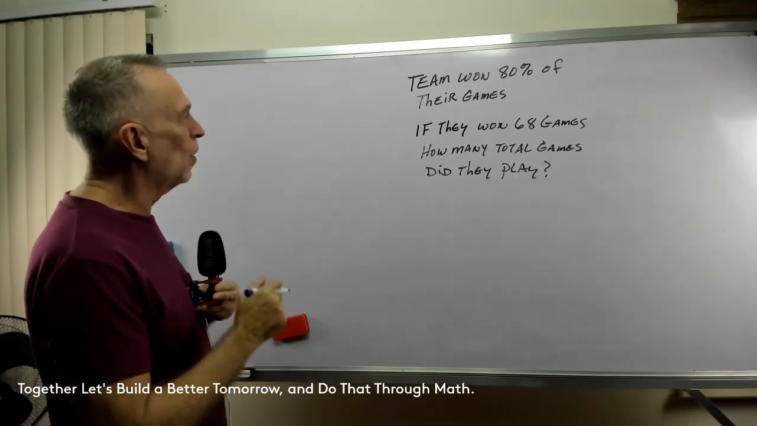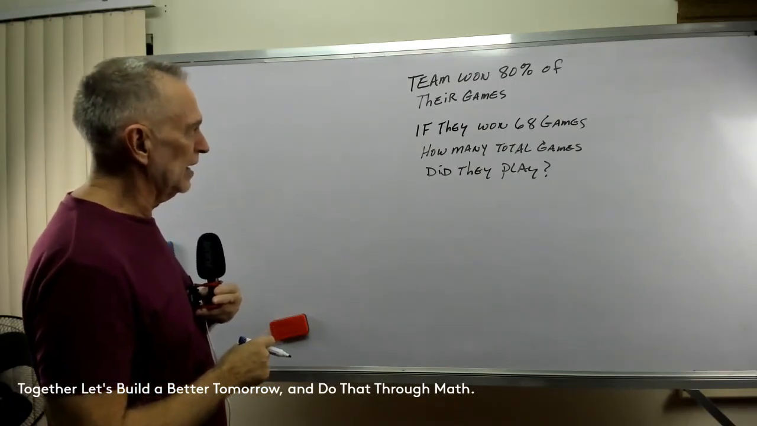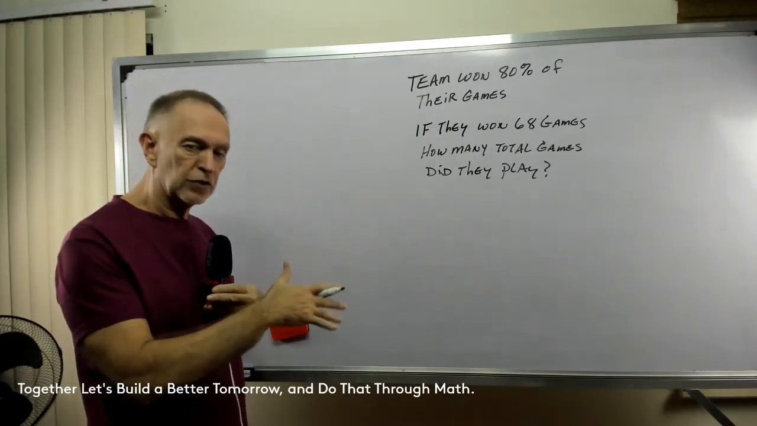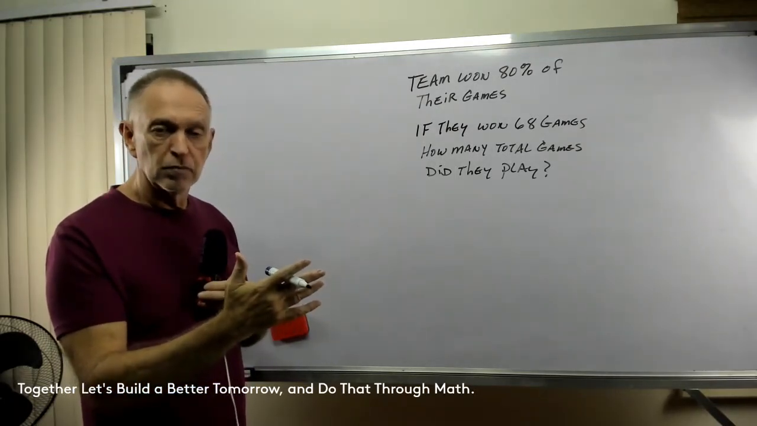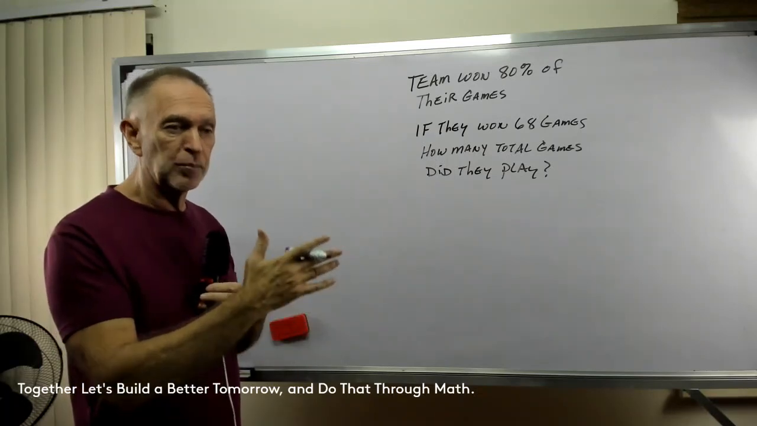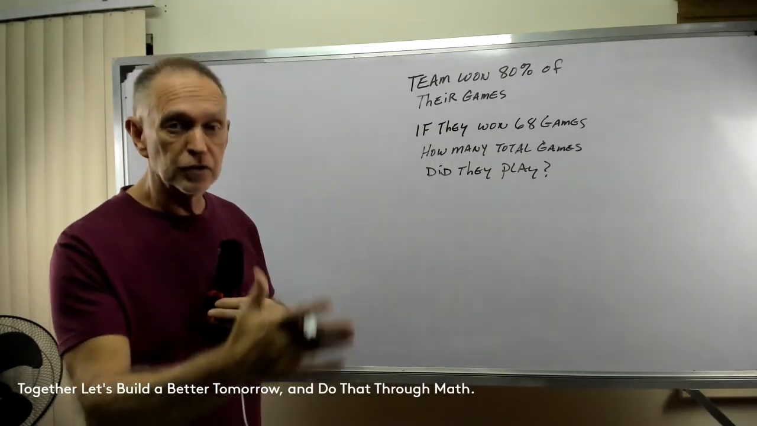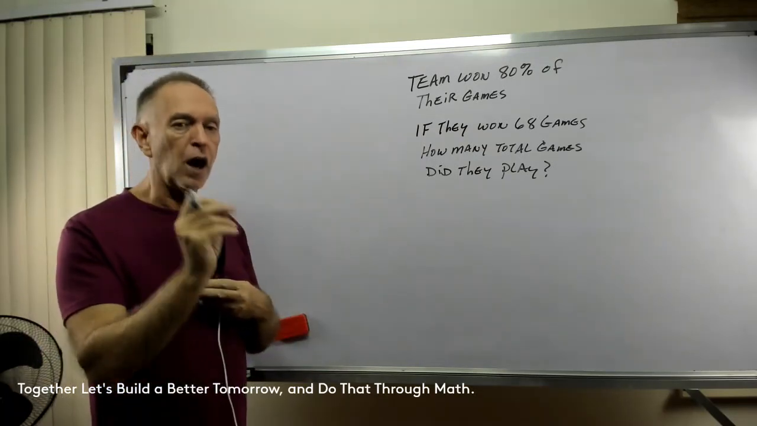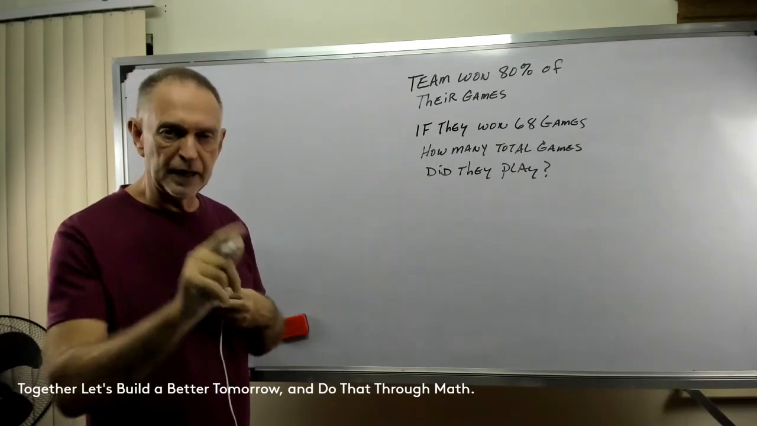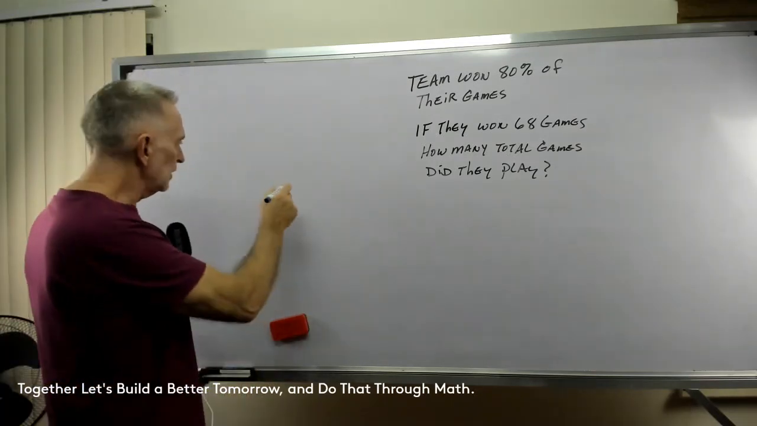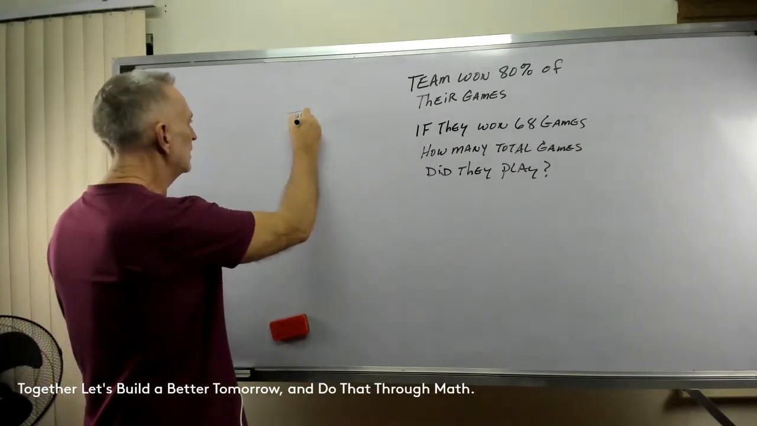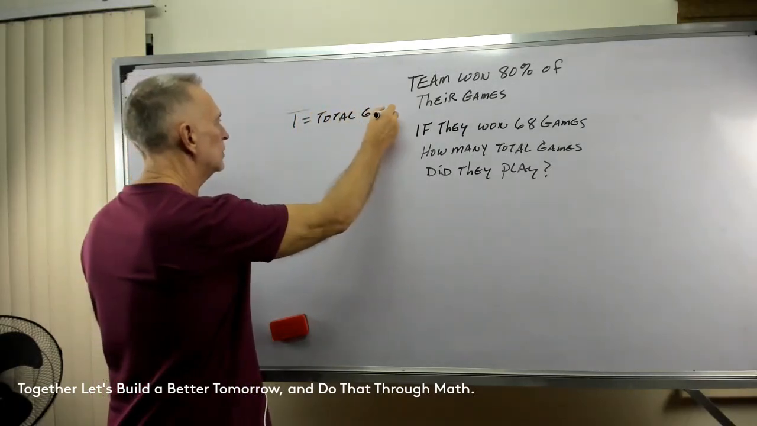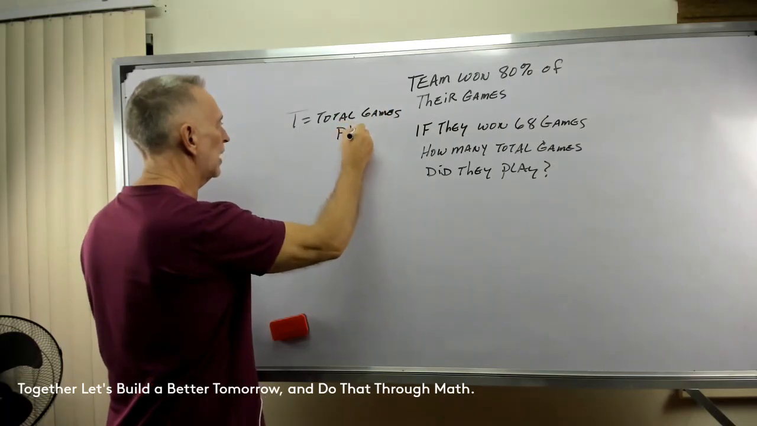Okay, the team won 80% of their games. That meant they won 80% of some total. 80% means 80% of something, of the total. And when you hear the word "of," as in 80% of, that means multiply. So let's let T equal total games played.